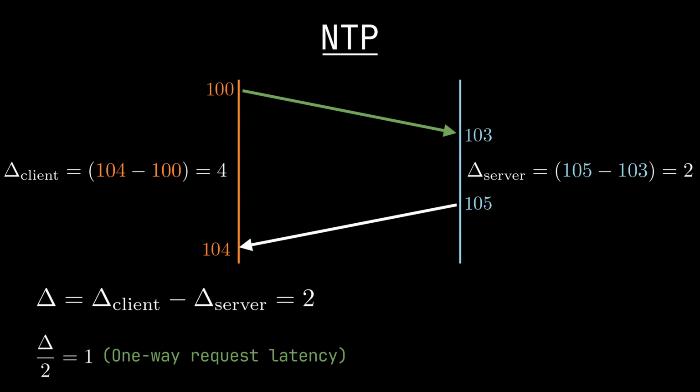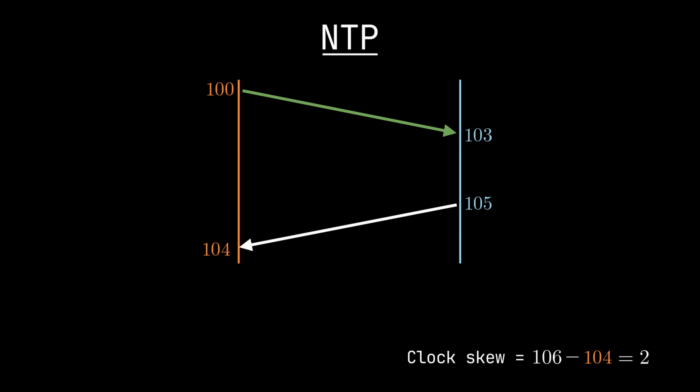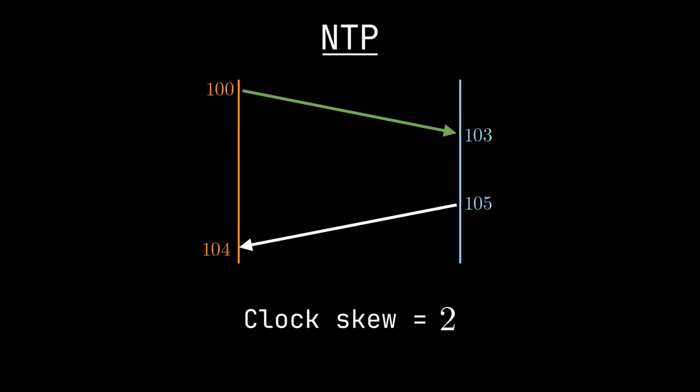Now for the client to figure out what the current server time is, we can take the server sent time and add the one-way request latency to get 106. So the client thinks its time is 104, when in reality it should be 106. This means our clock skew is 2, meaning we're running 2 milliseconds behind. I highly suggest rewatching that a few times in order to really understand how clock skew is calculated. I think you'll find that it's actually pretty intuitive and you would have been able to derive it yourself.